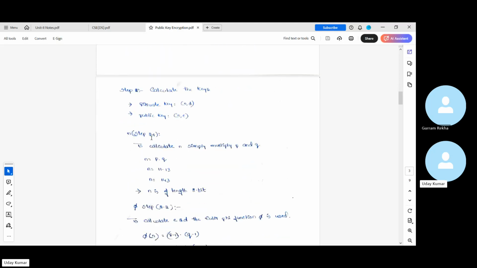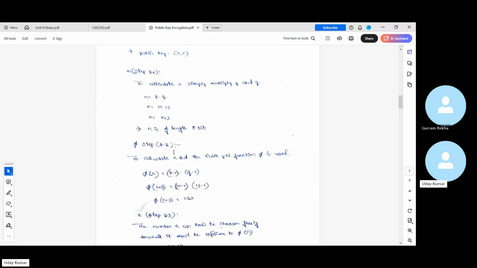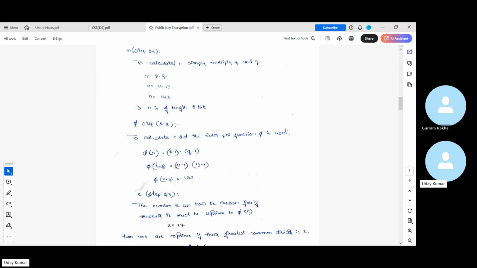Step 2.1: how do you identify n? Calculate n by simply multiplying P and Q. 11 into 13 is 143, and n is of length 8 bit. To calculate e and d, the Euler phi function is used. Phi of n is (P minus 1) into (Q minus 1). So (11 minus 1) into (13 minus 1) is 120.